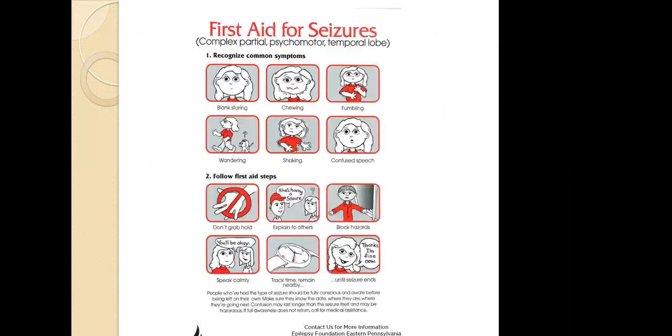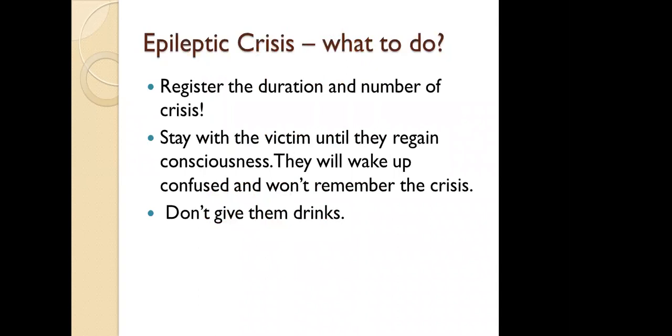Okay, and then you register the duration and number of crises. It can happen more than once. They can stay conscious and then 5 minutes later have another seizure. So you should always track them and track the time. And stay with the victim until they regain consciousness.